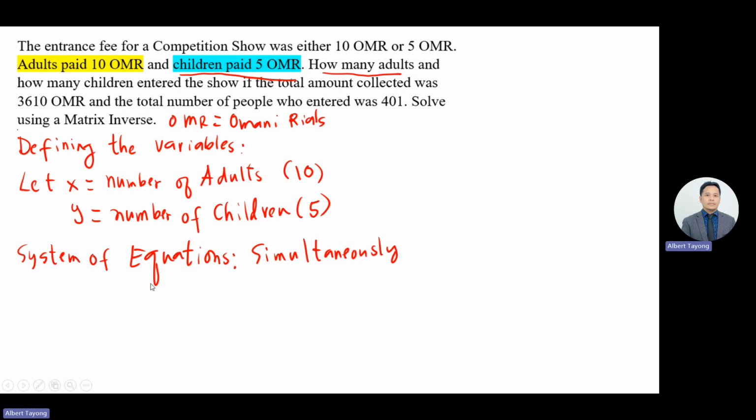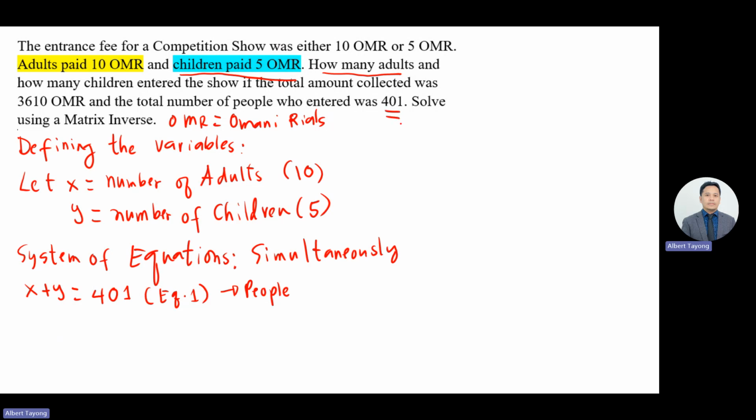Now, we know that the total number of people who entered the show was 401. So the first equation is X plus Y equals 401. So this is our equation 1. The first equation talks about the number of people. X is the number of adults, and the number of children, that is Y, is equal to 401 people.